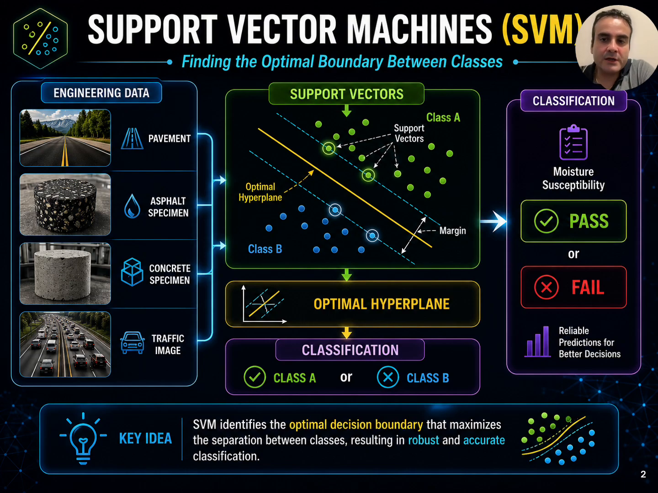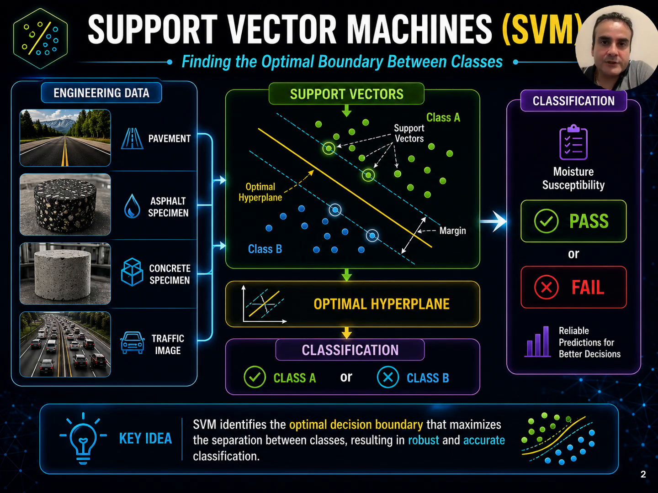Support vector machines are supervised machine learning algorithms primarily used for classification problems, although they can also be extended to regression problems. The main objective of a support vector machine is to find the optimal decision boundary, known as the hyperplane, that best separates different classes.